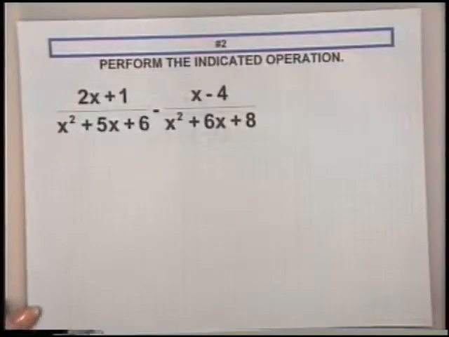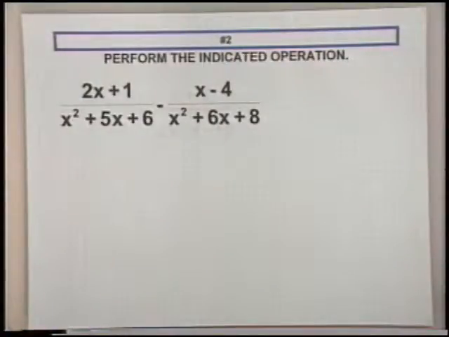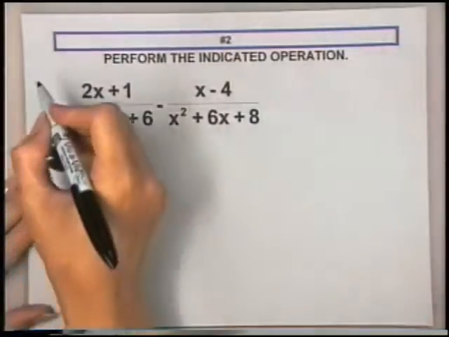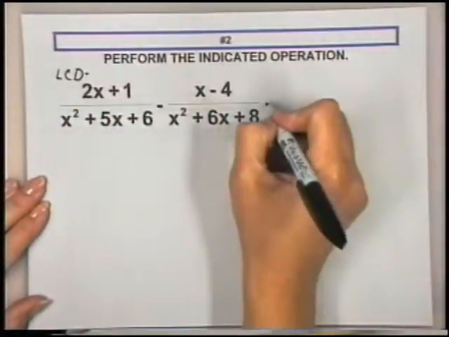Problem number 2. Perform the indicated operation. The operation is subtraction. I am subtracting fractions. When I subtract fractions, I need an LCD. Let's find the LCD.